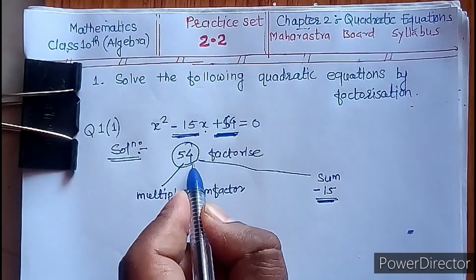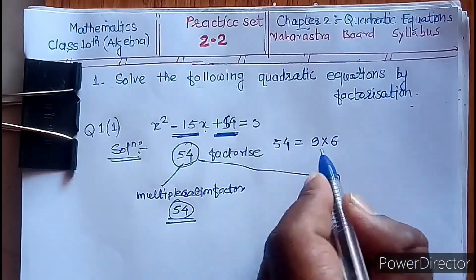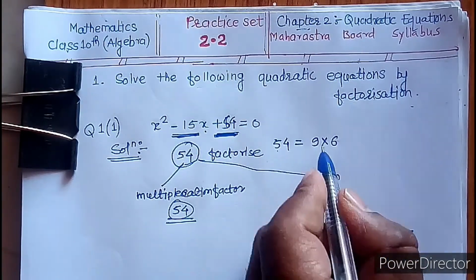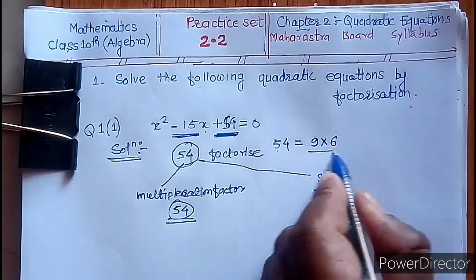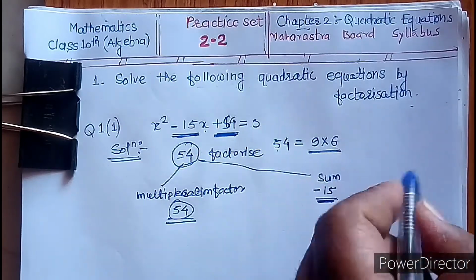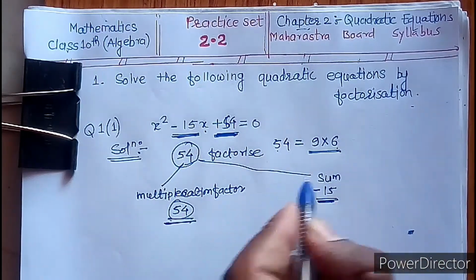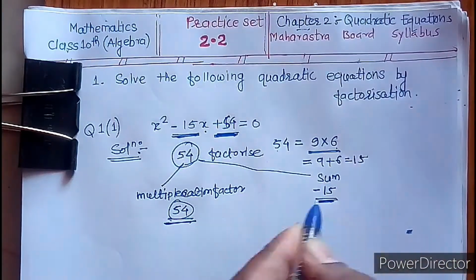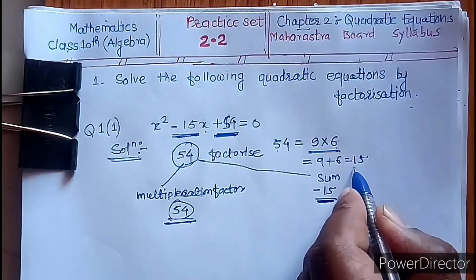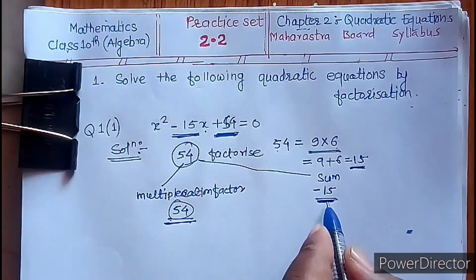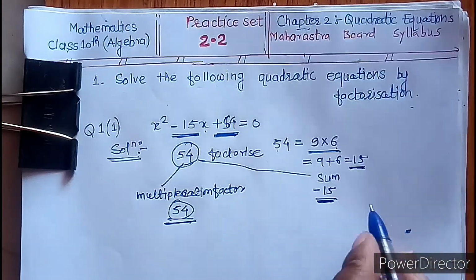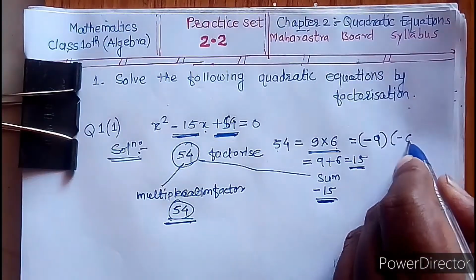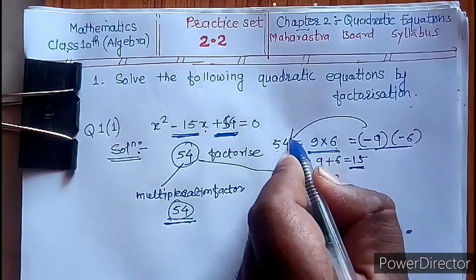The factors of 54: 54 can be factorized into 9 into 6. Here the multiplication is 54 but their sum, 9 plus 6, equals 15. Here we need minus 15 but the answer is coming 15, means these factors are not allowed. If we take other factors like minus 9 into minus 6, the multiplication is 54 here.